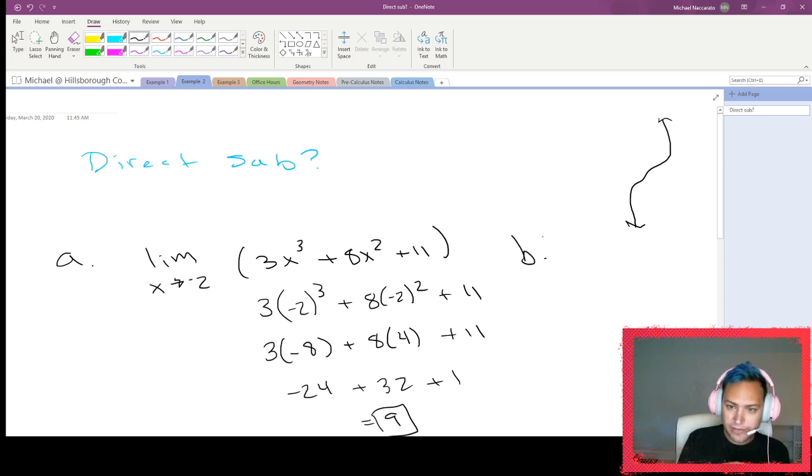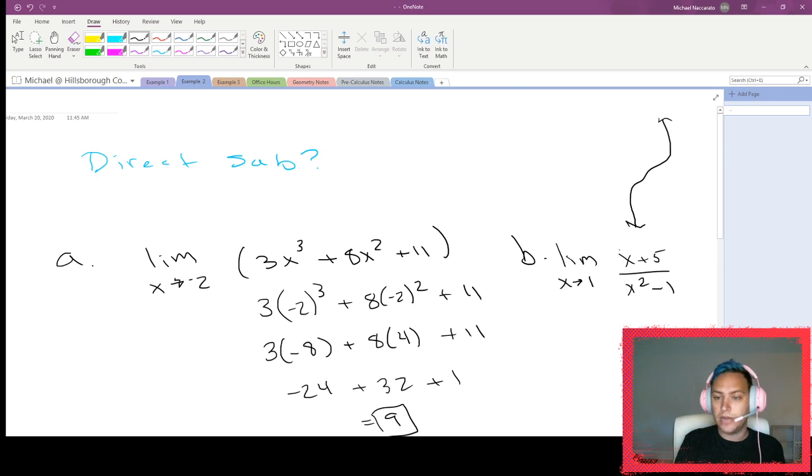In this one I said the limit as x is approaching 1 of x plus 5 over x squared minus 1. Well, when I look at this, the first thing that jumps out to me is this is a rational expression, meaning this denominator causes us to have a hole or a removable discontinuity, right? We know that our denominator cannot equal 0. So if I solve this, x squared cannot equal 1, which means x cannot equal plus or minus 1, right?